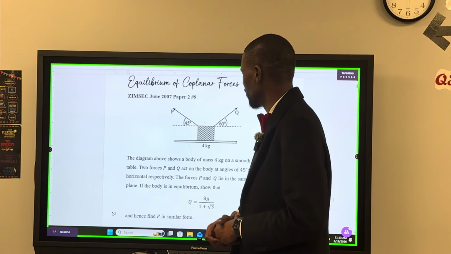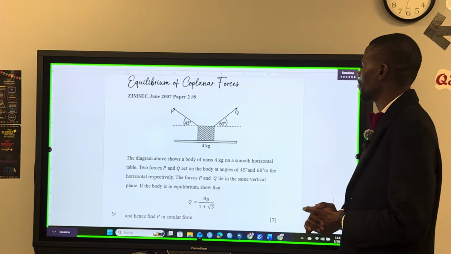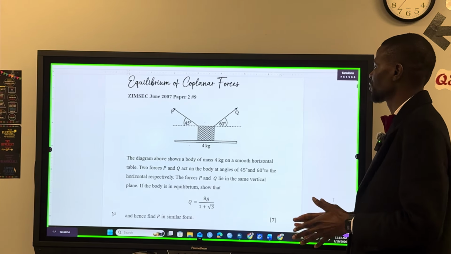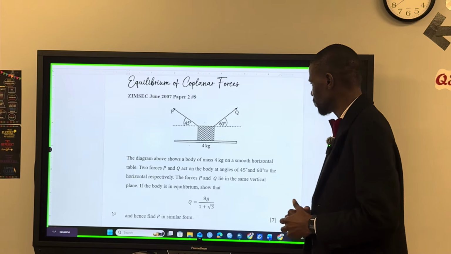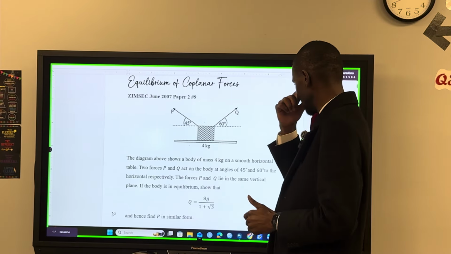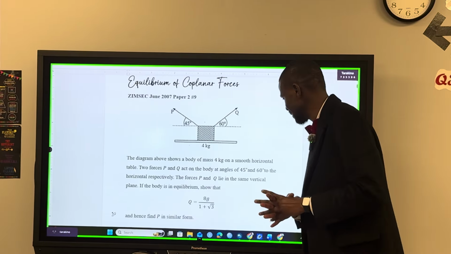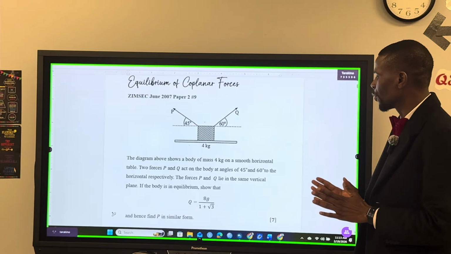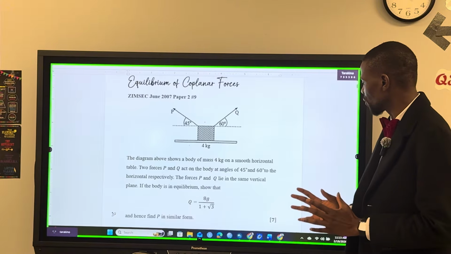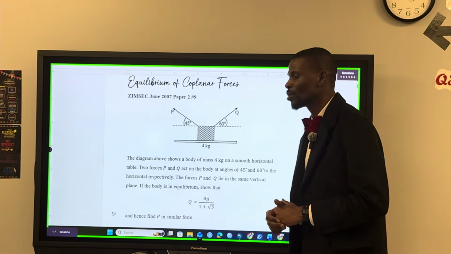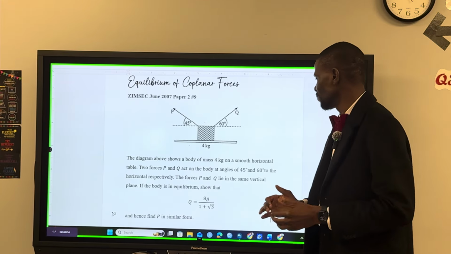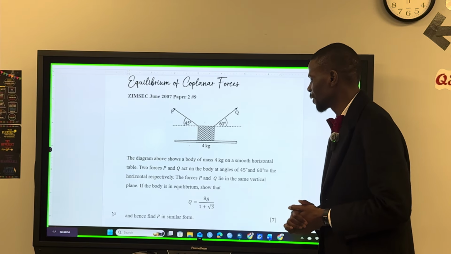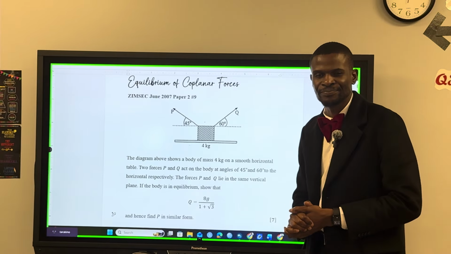Okay, so the question reads, the diagram above shows a body of mass 4 kgs on a smooth horizontal table. Two forces P and Q act on the body at angles of 45 degrees and 60 degrees to the plane. If the body is in equilibrium, show that Q equals 8G over 1 plus square root of 3, and hence find P in similar form.